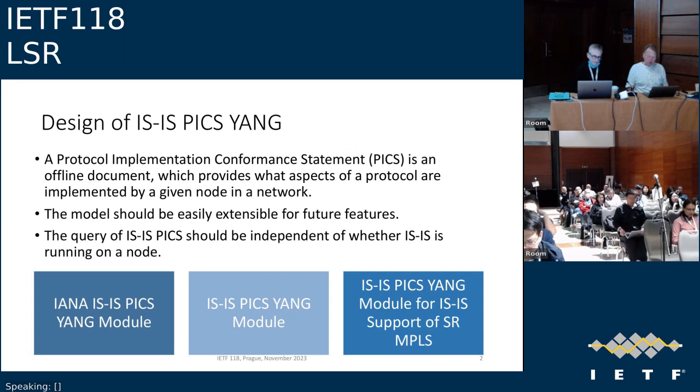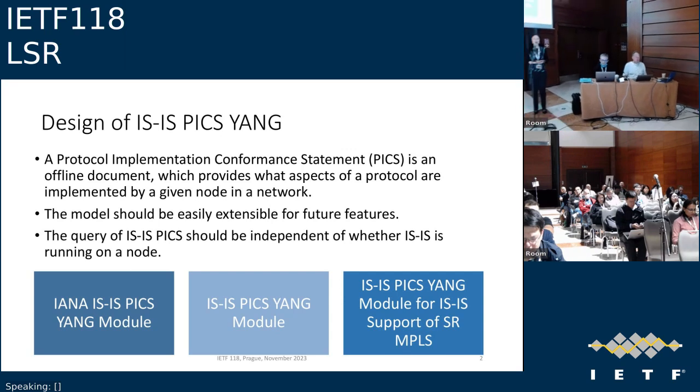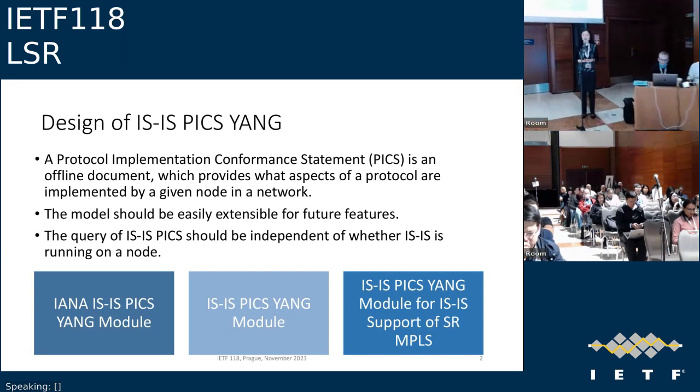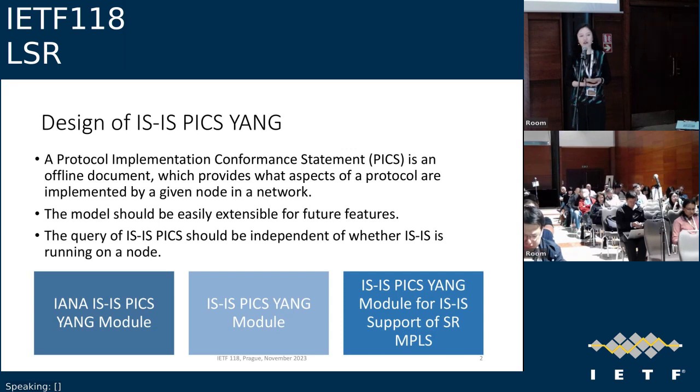When we design this model, what do we need to think about? As we continue to build and optimize the ISIS protocol, we have to make sure that this model can be easily extended and will also grow. Also, the query of ISIS PICS should be independent of whether your ISIS process is running on a router or not. So in the current version of the draft, we have three modules, and we will go over them one by one in detail. Next slide, please.